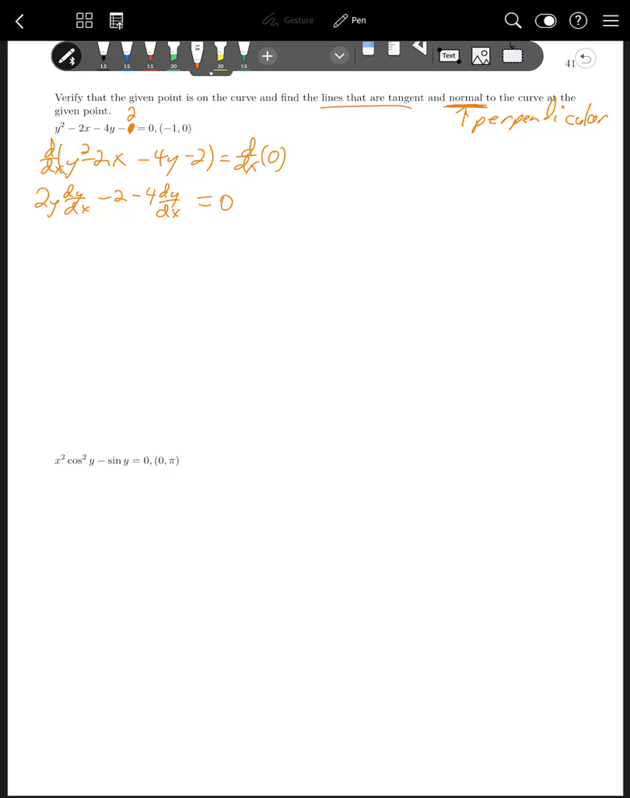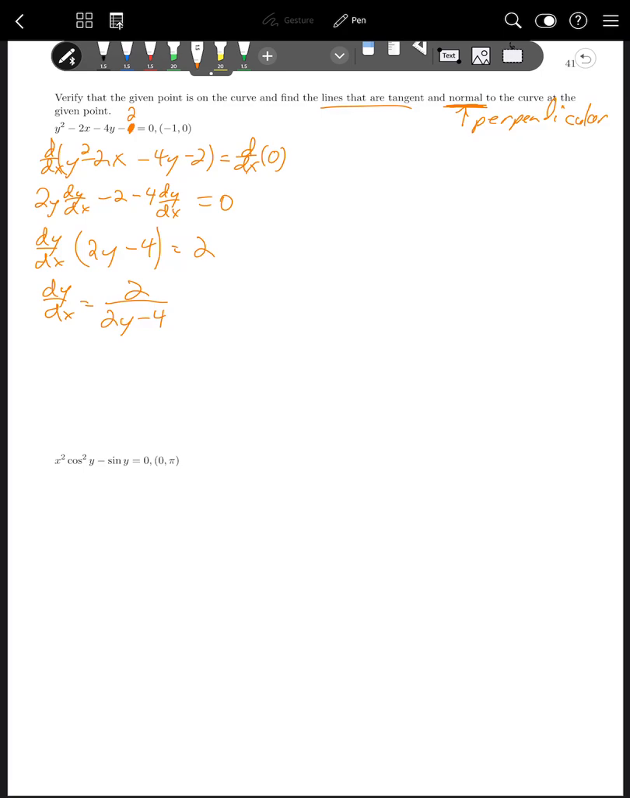Okay. Then add 2 to both sides and factor out dy/dx. So dy/dx times 2y minus 4 equals 2, and then divide by 2y minus 4. So dy/dx equals 2 over 2y minus 4. Okay, so that's the equation for the slope of a tangent line at any given point.